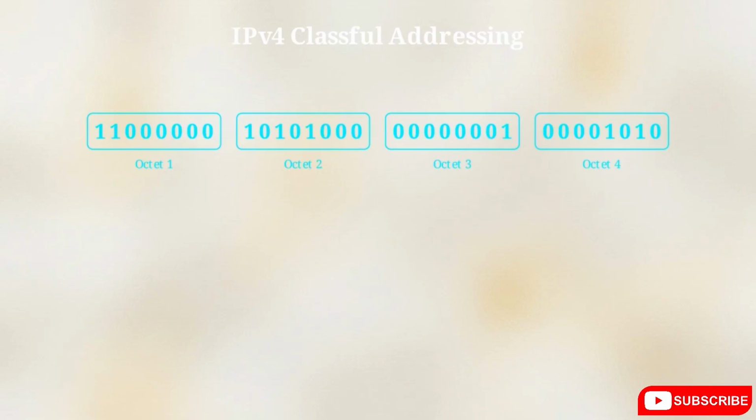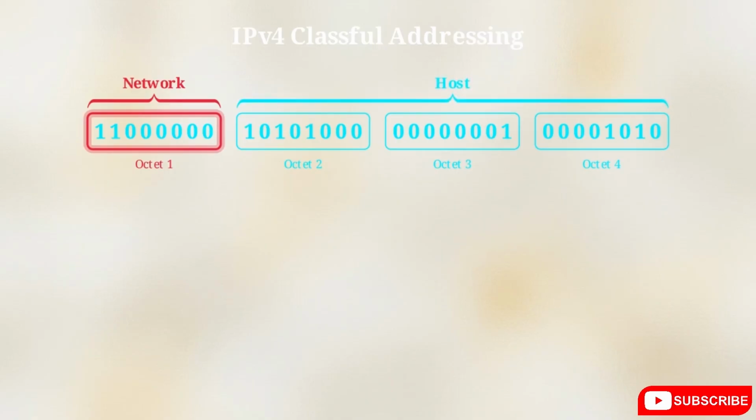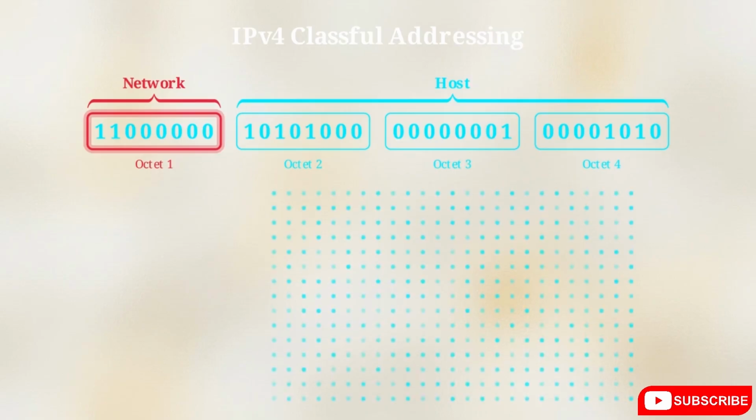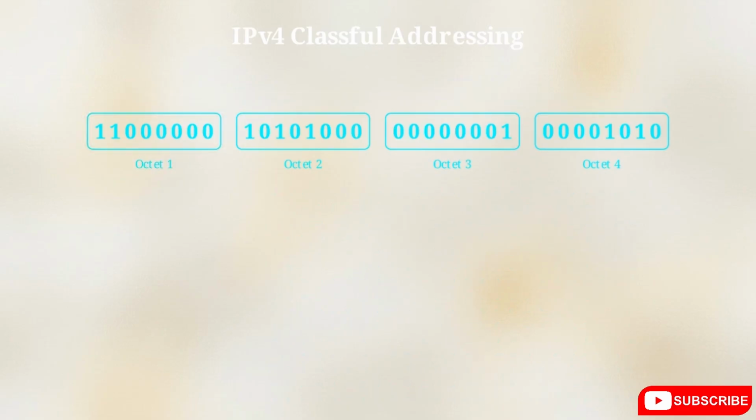In the original design, addresses were divided into strict classes. Class A networks claim only the very first octet to identify the network itself. That leaves the remaining 3 octets entirely open for host addresses, creating a massive grid capable of holding over 16 million devices. They were built for the largest organizations on Earth.